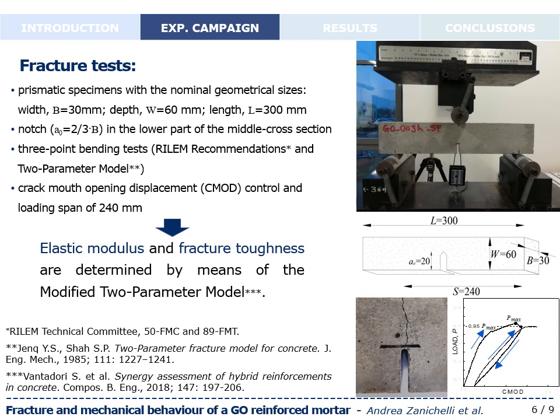According to such a model, during the test, the specimen is monotonically loaded under crack mouth opening displacement control up to the peak load, as is shown in the figure on the bottom right side of the present slide. When such a load is achieved, the post-peak stage follows, and then, when the force is equal to about 95% of the peak load, the specimen is fully unloaded in order to find the unloading compliance. Finally, the specimen is reloaded up to failure.